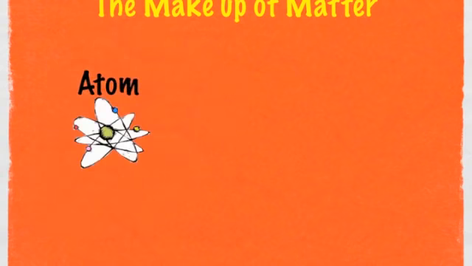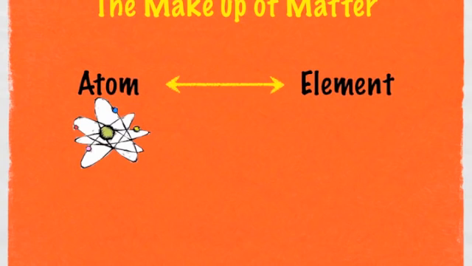The makeup of matter. The purpose of this keynote is for us to take a look at what atoms are and to distinguish between atoms and what's commonly called elements. So one of the things we'll look at is what is the relationship, or how are atoms and elements related.